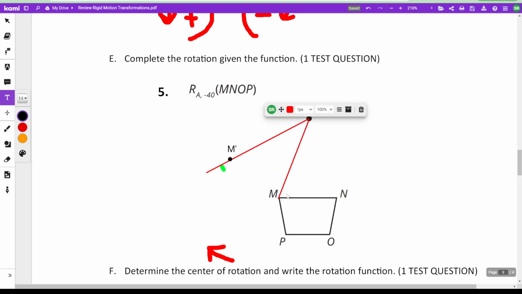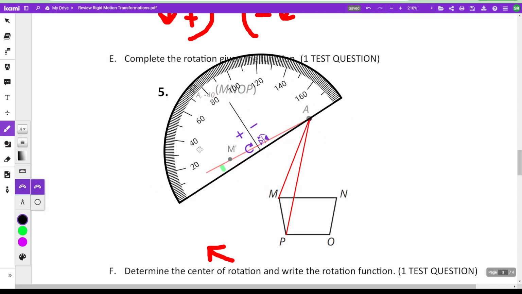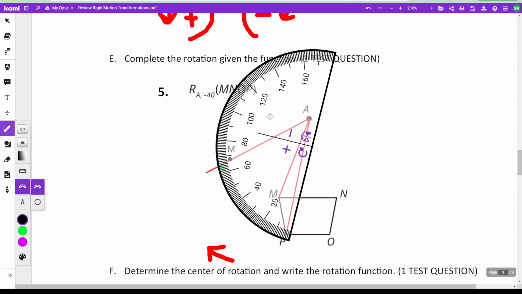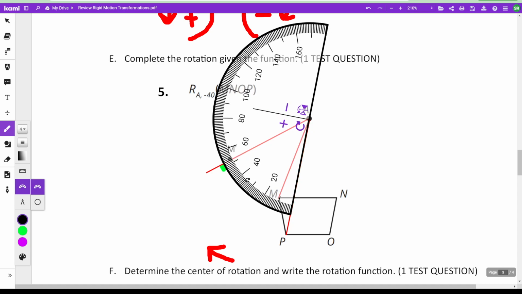So good, I've rotated M negative 40 degrees to get M prime. Now I'm going to do that same thing for all the other points. I'm going to do the exact same process, and I'm going to try and do this a little quicker. So I'm going to draw a line segment to P. I'm going to grab my protractor. I'm going to set it up in the appropriate orientation.